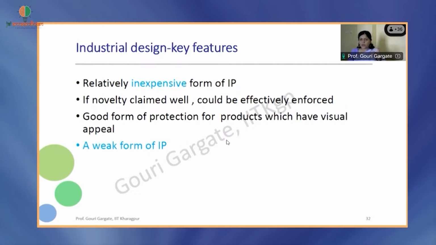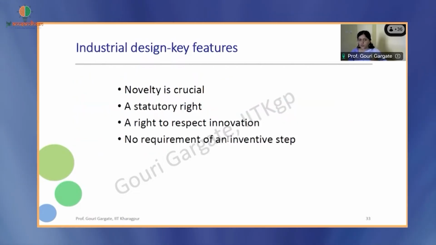Because a small tweak in that shape, somebody can easily do that, and they can have a next version, and they can file that industrial design registration for that. Therefore, it is very wise, along with design, patent, trademark, trade secret, all these other IPs we have to take into consideration. So novelty is crucial. It is a statutory right.